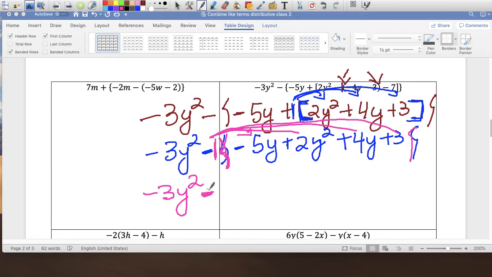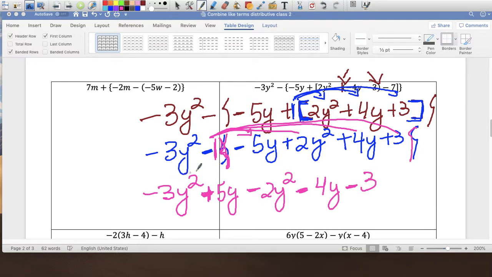Because it's a minus, a negative, everybody comes out of these two brackets the opposite. So negative 1 times negative 5 is positive 5y. Negative 1 times 2y squared is going to be negative 2y squared. Negative 1 times 4y is going to be negative 4y. And negative 1 times positive 3 is negative 3. All my parentheses are gone step by step.